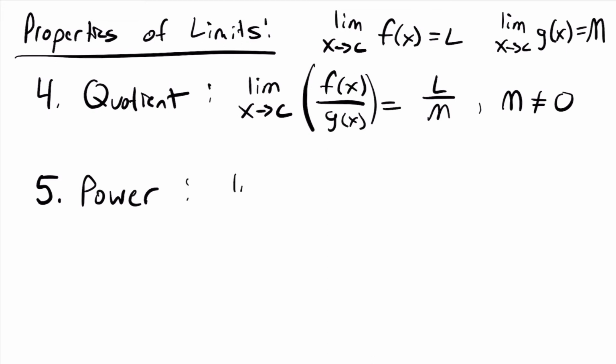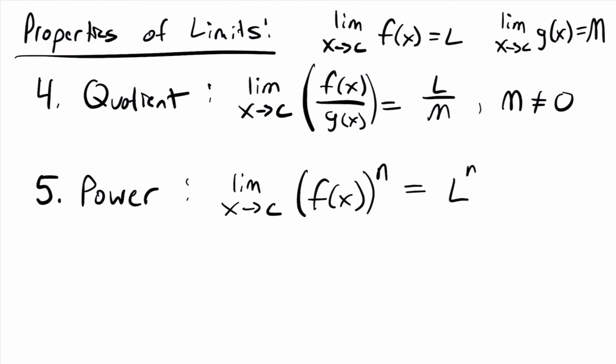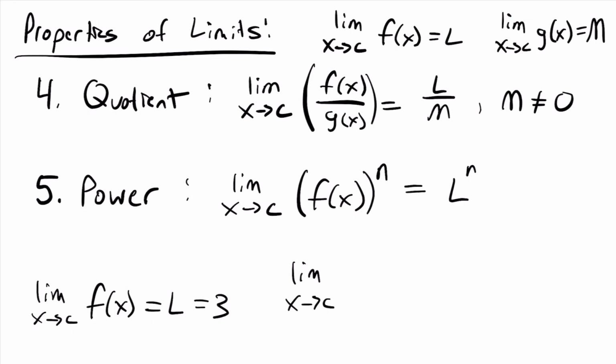So for our fifth and final property, we have our power property. This says that if we have a limit as x approaches c for some function, in this case f of x, that is being raised to the n power, that would be equal to the limit of that function, L, to that same power. So for example, if the limit as x approaches c of f of x is equal to L, let's say that was equal to 3, then the limit as x approaches c of f of x to, let's say, the third power would be equal to that limit L, 3, to the third power, which would be 27.